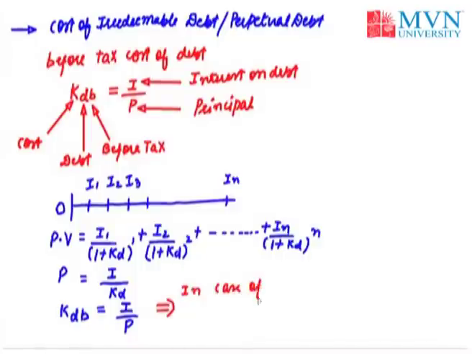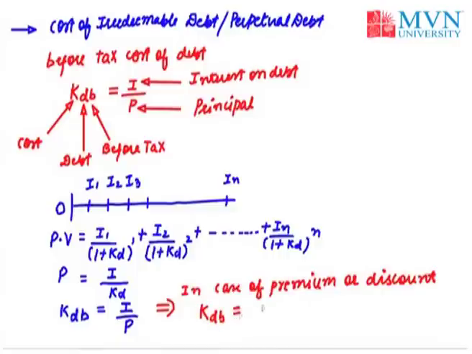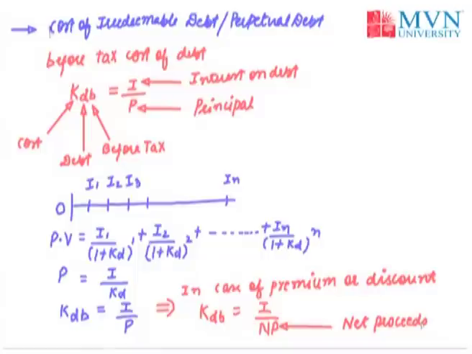However, in case the debt is raised at premium or discount, we should consider P as the amount of net proceeds received from the issue and not the face value of security. Therefore, the formula of cost of debt before tax will become I divided by NP, where NP stands for net proceeds. Once we are done with the calculation of before tax cost of debt, which we have denoted by KDB, we can easily calculate the cost of debt after tax.